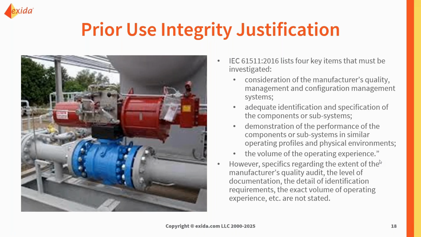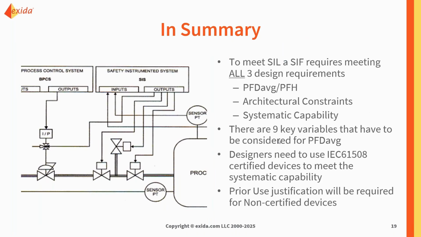Demonstration of the performance of components or subsystems in similar operating profiles and physical environments, as we mentioned. And then it talks about the volume of the operating experience. What do we mean by the volume? Here again, those specifics regarding the extent of the manufacturer's quality audit, the level of documentation, detail of identification requirements, and the volume, of course, are not stated. We provide some guidance on this when we talk to clients about doing prior use. And if you use Excellencia, Excellencia actually has a prior use checklist that can help with justification.